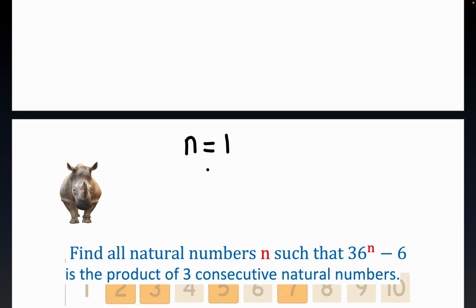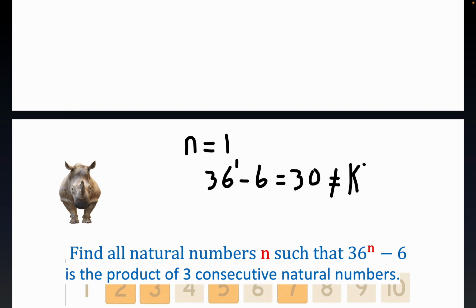For n equals 1, you get 36 to the 1 minus 6 equals 30. I'm going to just write it down to save a little bit of time. This is never equal, and it's very easy to check because it's a small number. This is never equal to k times k plus 1 times k plus 2, where k is just some positive integer.